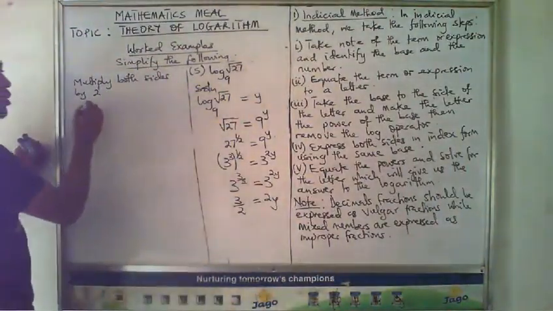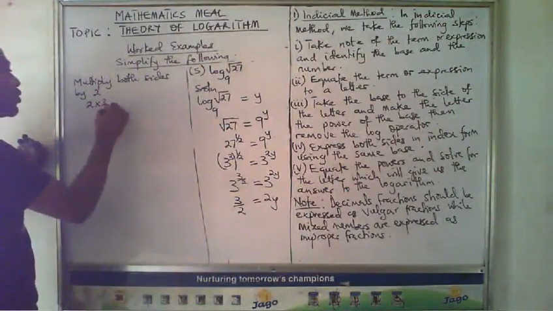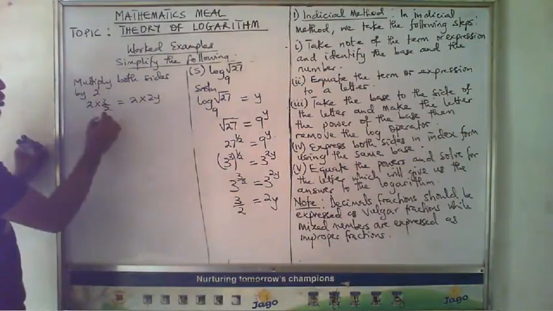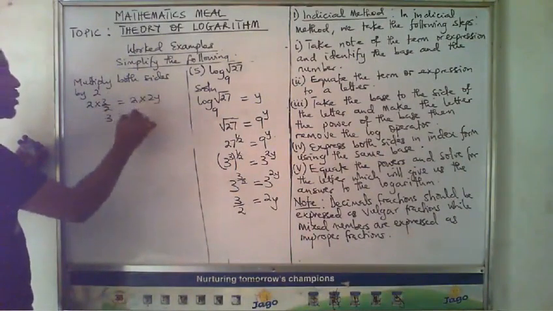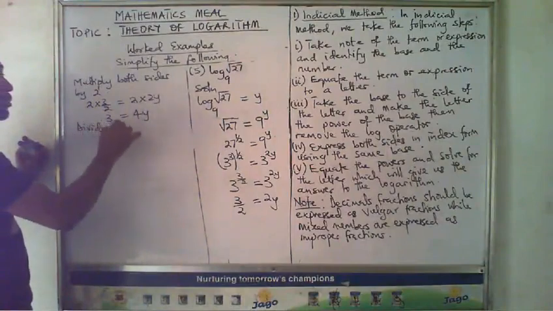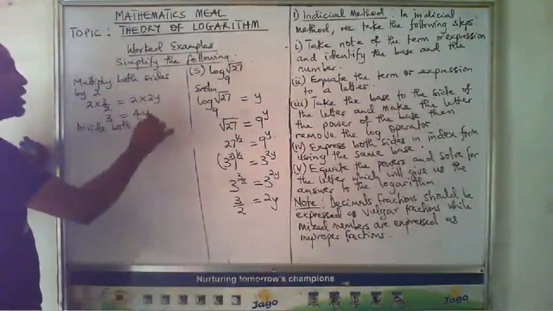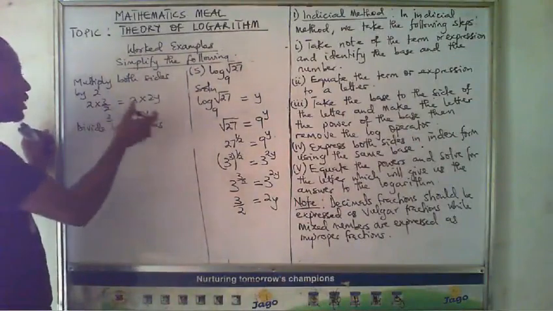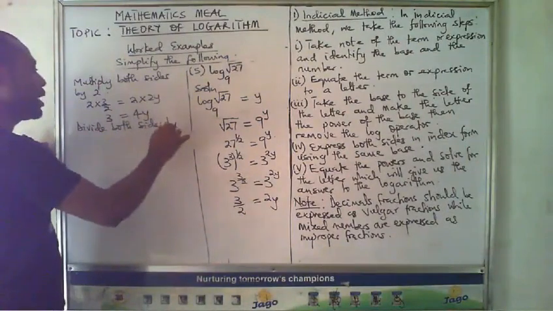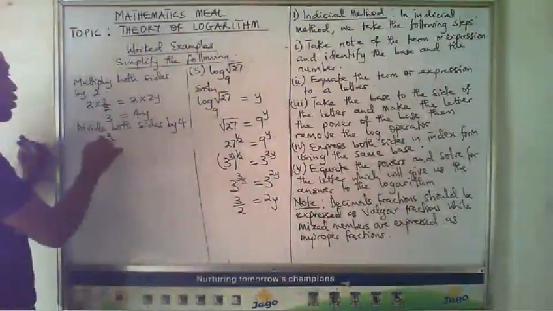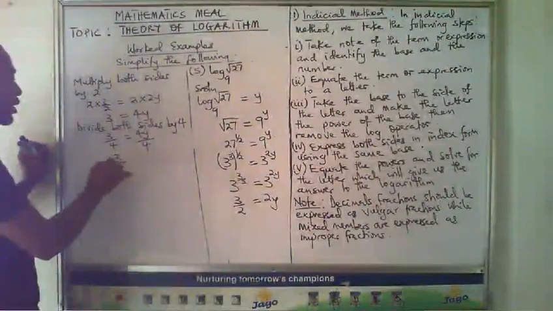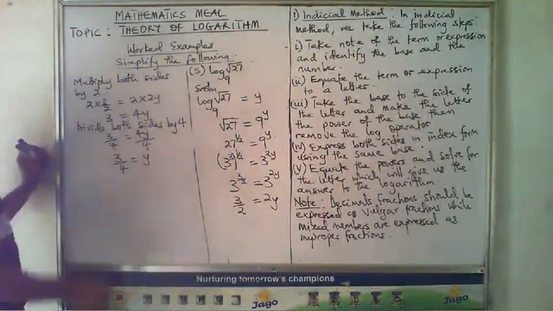So if we do that, we are going to have 2 times 3 over 2 is equal to 2 times 2y. The 2s divide, and we are left with 3. 2 times 2y will give us 4y. So we divide both sides by 4. You know, indices have ended, logarithm have ended. This is just an ordinary algebraic equation now. So we have 3 over 4 is equal to 4y over 4. When we do that, 3 over 4 will be equal to y.